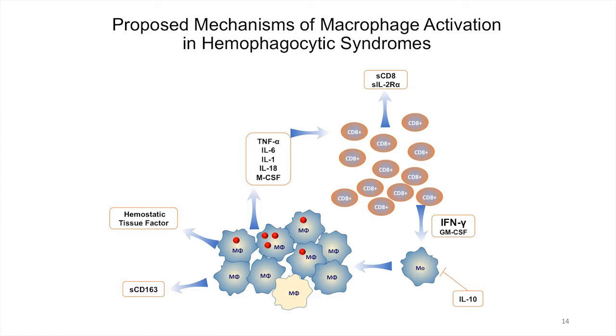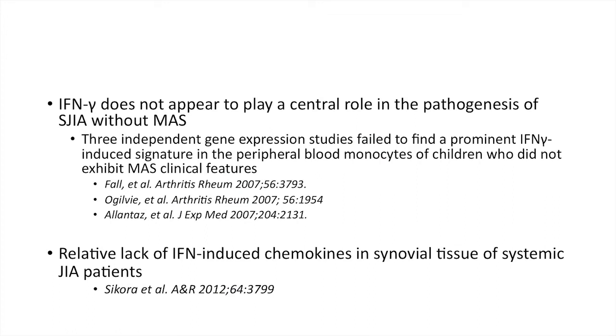But anyway, coming back to this cartoon, so far we've been talking about mainly the cytokines that are more downstream, if you wish, in this scheme. So what about those cytokines that are a bit more upstream? And certainly one of them is interferon gamma. Now, interestingly, interferon gamma does not appear to play a central role in the pathogenesis of systemic juvenile idiopathic arthritis without MAS. If you look at now quite a few gene expression studies, in fact, none of them could show any evidence of interferon gamma activity, no evidence of interferon gamma induced signature in the peripheral circulation, at least.